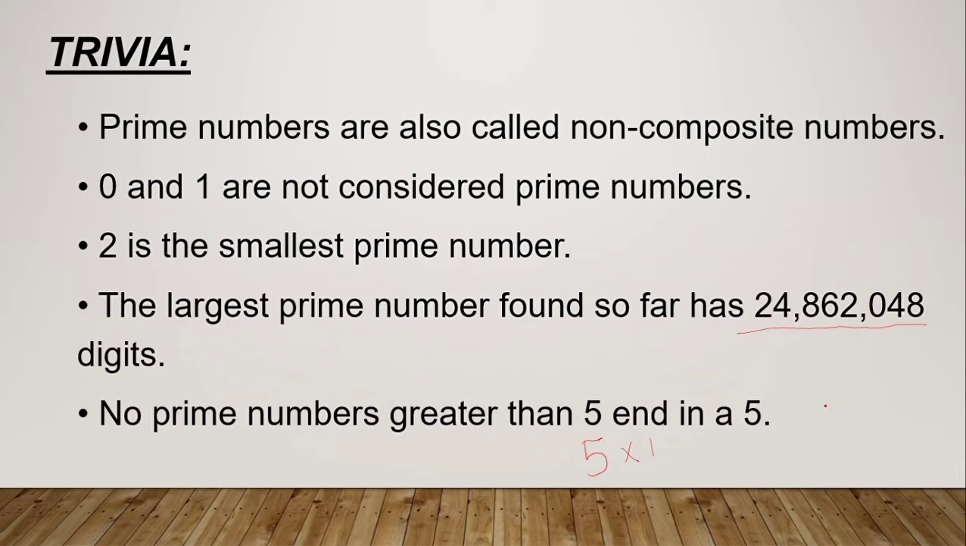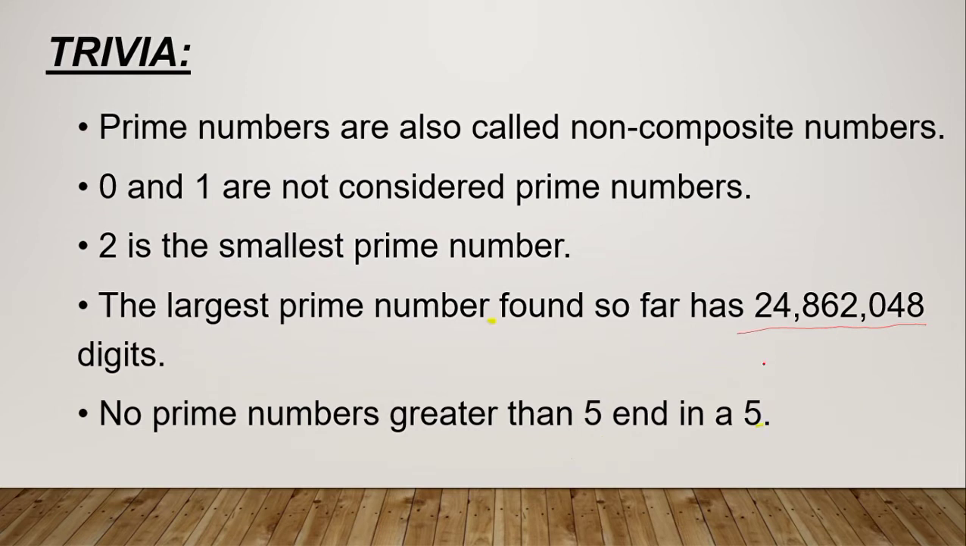For example, we have 15. Is 15 a prime number? This is not a prime number, because the factors of 15 are 15 and 1, and also 5 and 3. It is very clear that this number has another factor except for 15 and 1. Therefore, it is not a prime number.